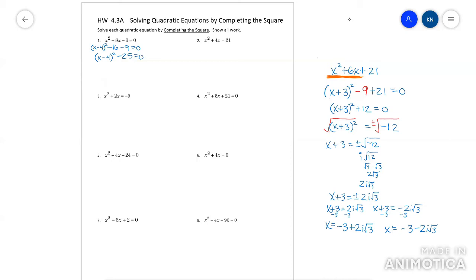Now I could just go solve. Root it. Root 25 is 5. So I'm going to have one of them where it equals +5 and one of them where it equals -5. And then I would just solve both. So add 4. You would get your answers of 9 and -1.